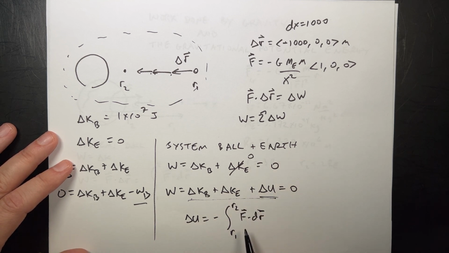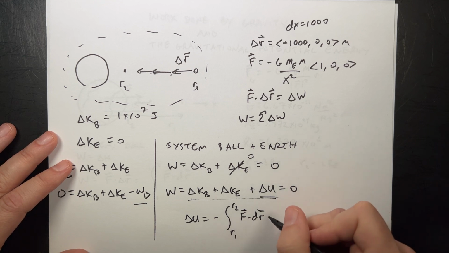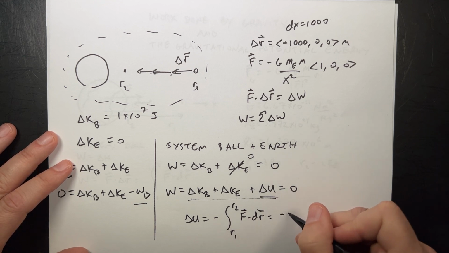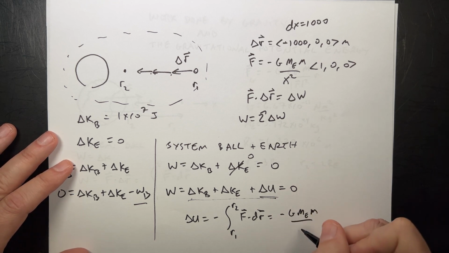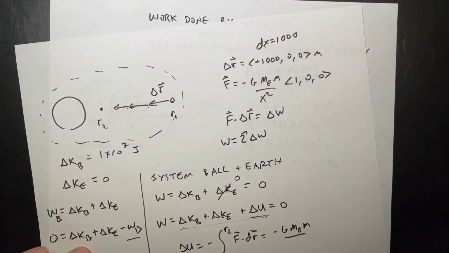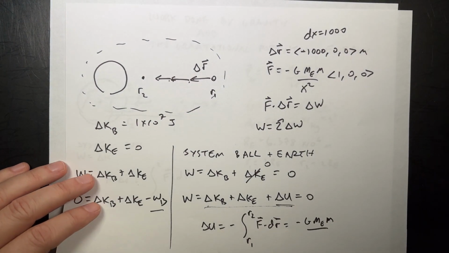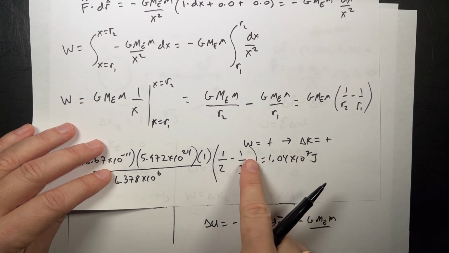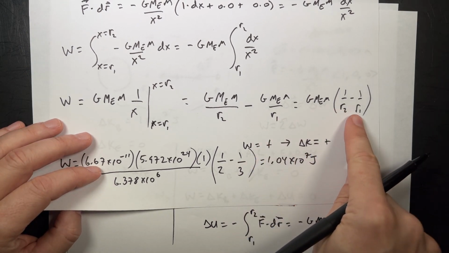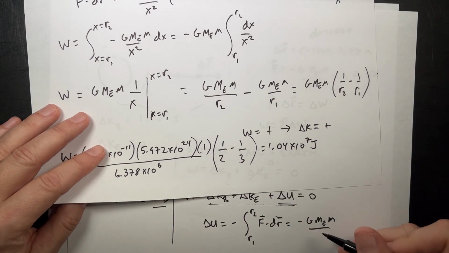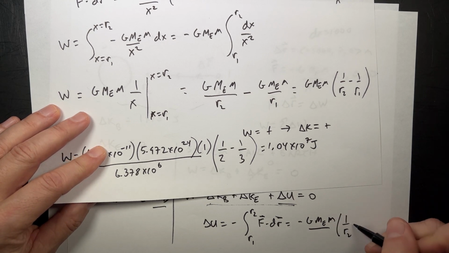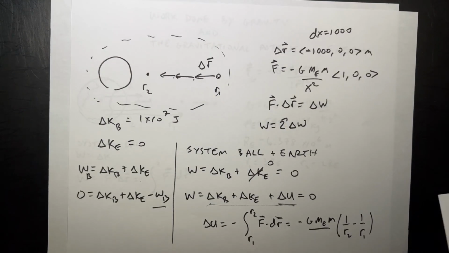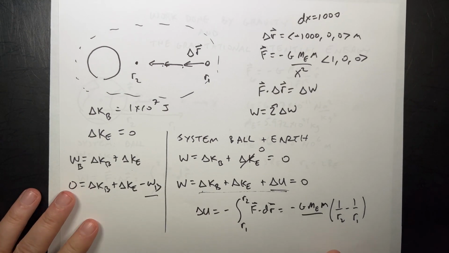But I already did that integral without the negative sign in there. So I can write this as negative G, mass of the Earth, mass of the ball, times 1 over R2 minus 1 over R1. I want to use the same format as before. That's my change in potential. That's my change in gravitational potential.